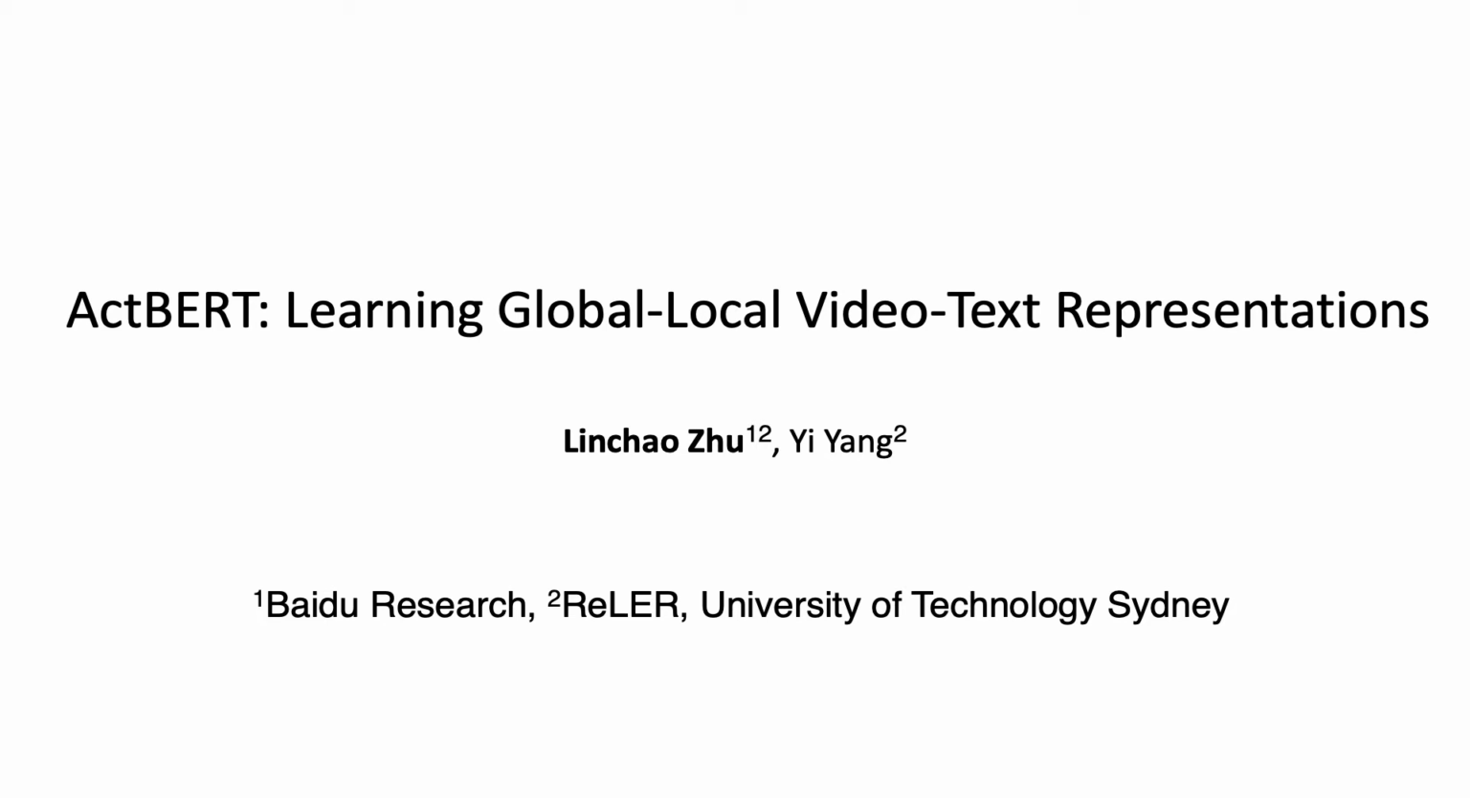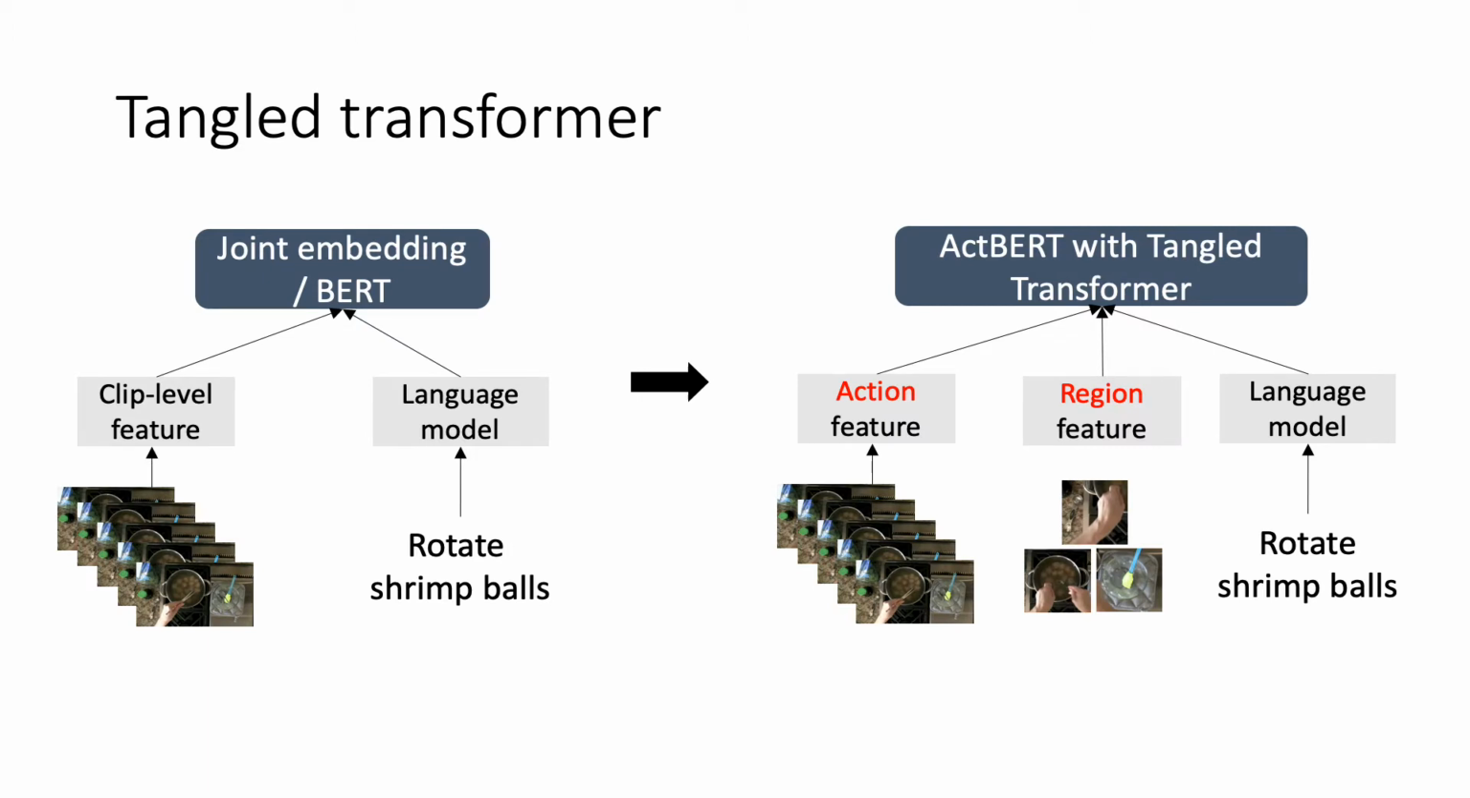I am now presenting more details of our paper, ActBERT: Learning Global-Local Video-Text Representations. ActBERT is introduced to learn from video-text pairs in a self-supervised way. The existing models usually take linguistic features and frame-level or clip-level features for video-text joint modeling.